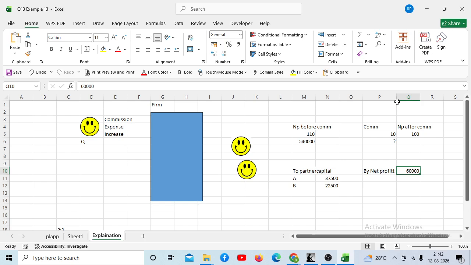See, indirectly also, what happens if we pay this to them? Then there will be a loss of 20,000.